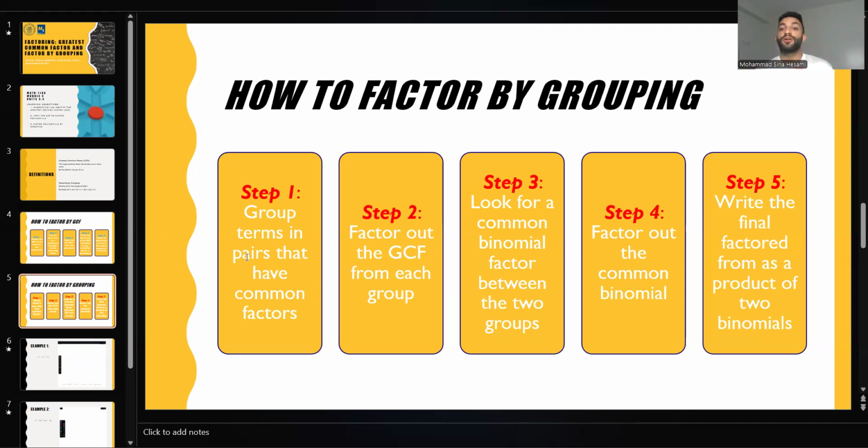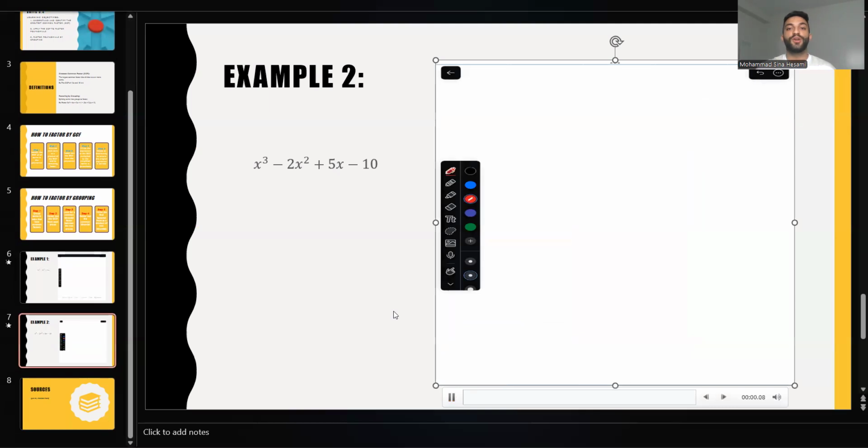Step 3 is look for a common binomial factor between the two groups. So first of all, we group terms in pairs that have a common factor. We factor out the GCF, and then we look for a common binomial. And the third step is factoring out a binomial between the two groups. Step 4 is factor out the common binomial, and step 5 is write the final factored form as a product of two binomials. So here's an example that we're going to be going over.